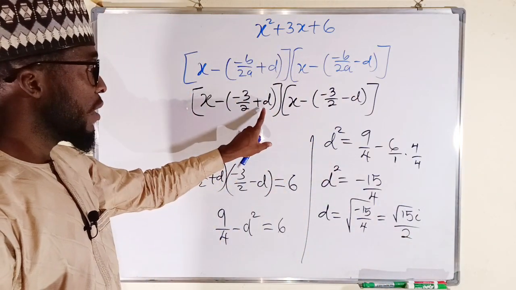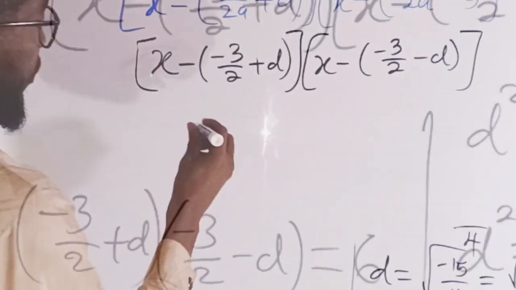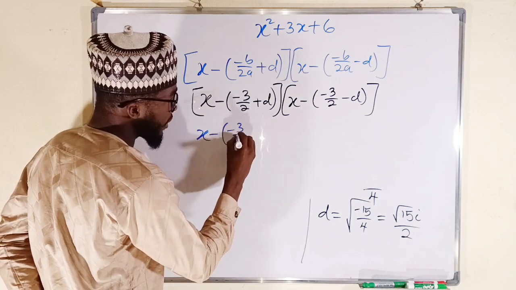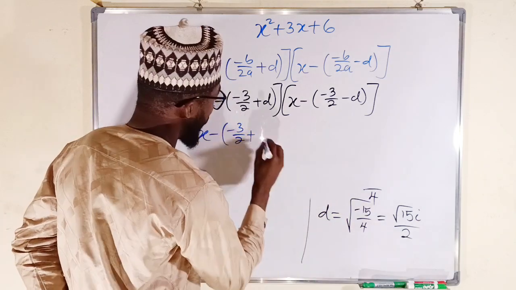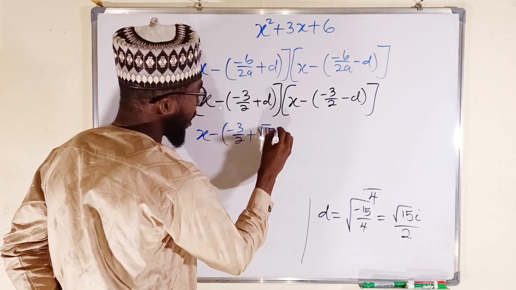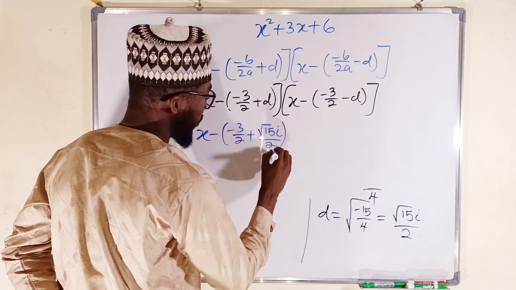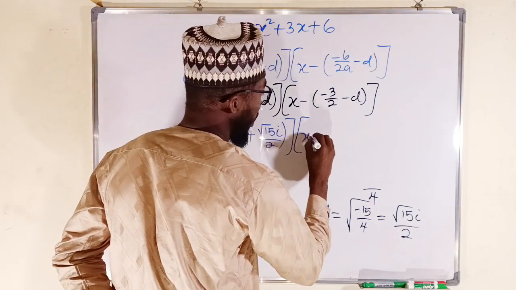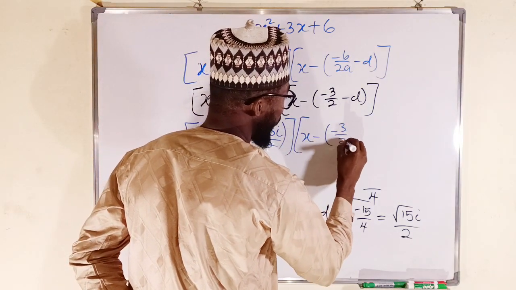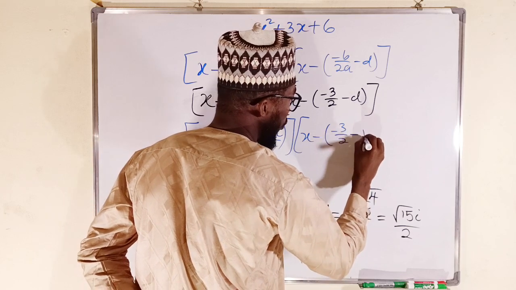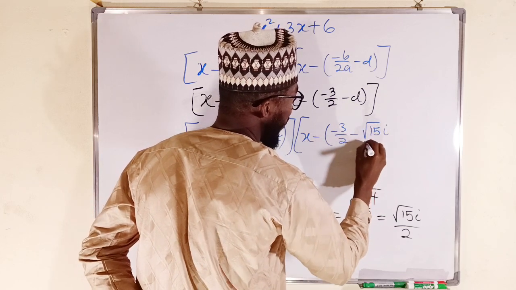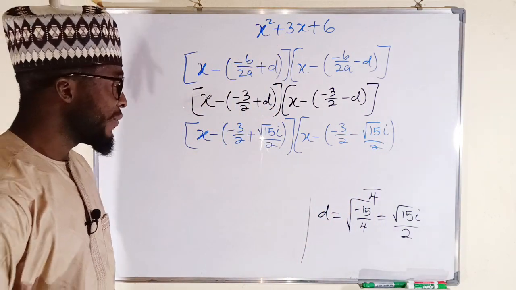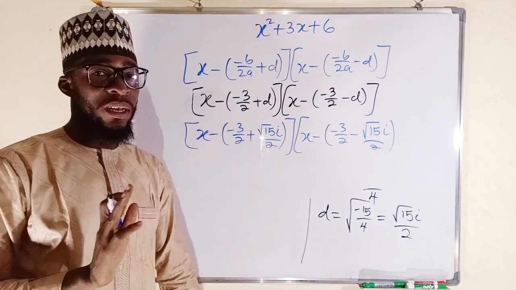All we have to do is to bring it back here. So this is x minus 3 divided by 2 plus d, root 15i divided by 2. Then the other one, x minus 3 divided by 2, the minus root of 15i divided by 2. These are the factors. As always, if you like, you can distribute the negative sign.